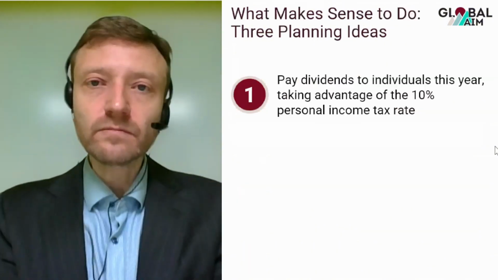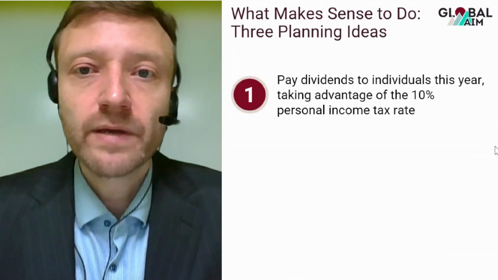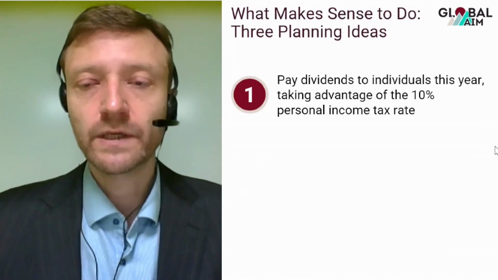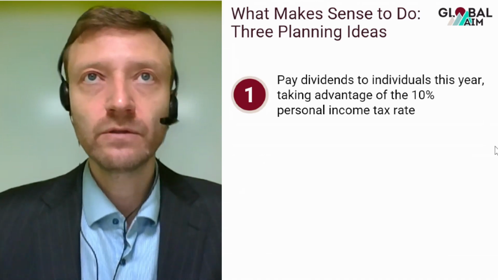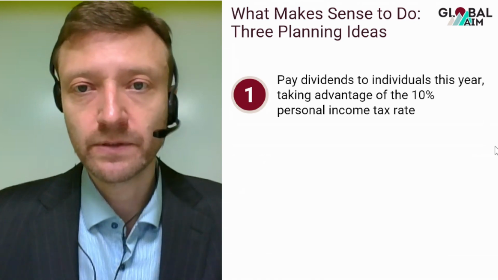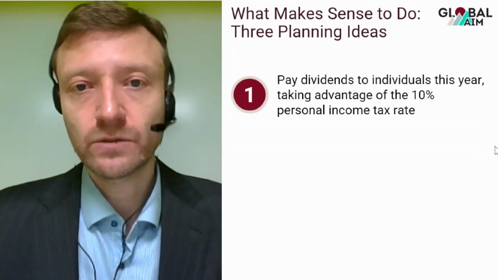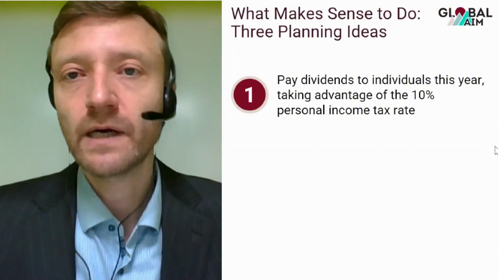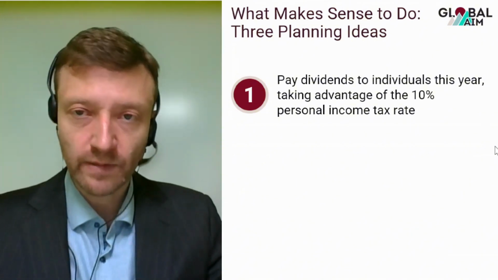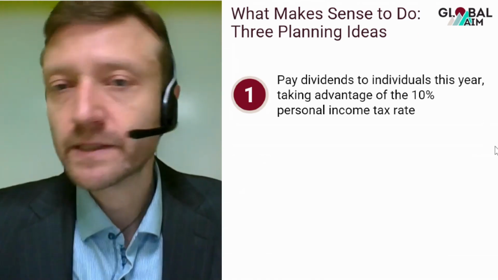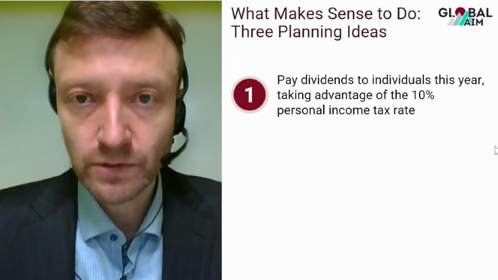Let's move on. Three planning ideas in the context of the tax reform in Kazakhstan. First of all, given that individuals this year can take advantage of the flat 10% personal income tax rate, it makes sense to distribute dividends before the year ends, until they are subject to a higher tax rate starting next year of up to 15%. Again, a progressive scale makes a difference. In Kazakhstan, it's going to be introduced next year.